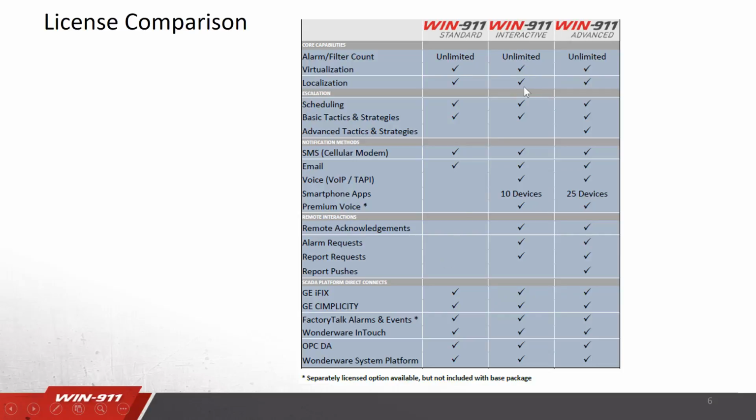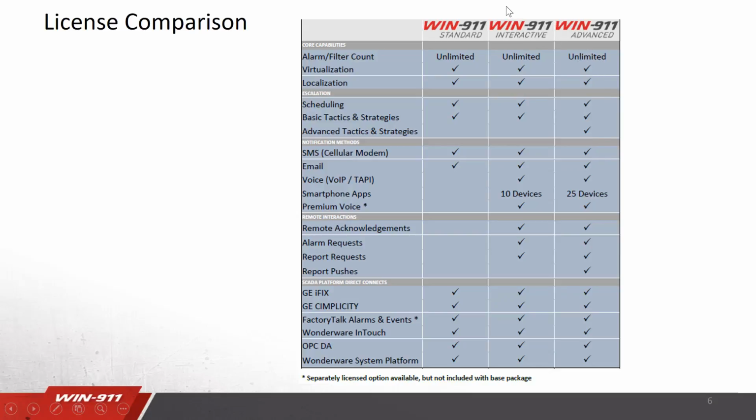Our interactive license of our software, this is where it gets into the two-way direct connect notification. As I did in my example, I showed you I was able to both receive that alarm and send an acknowledgement. That's a two-way direct connect notification. This feature is available on our interactive or on our advanced license of the software.